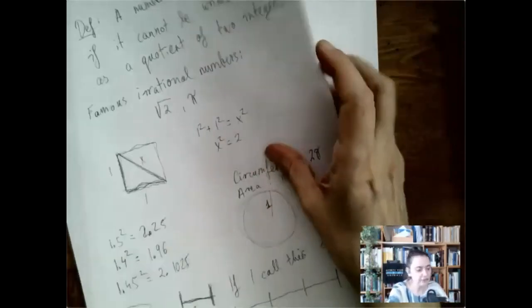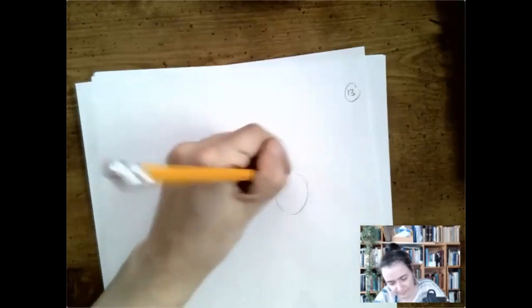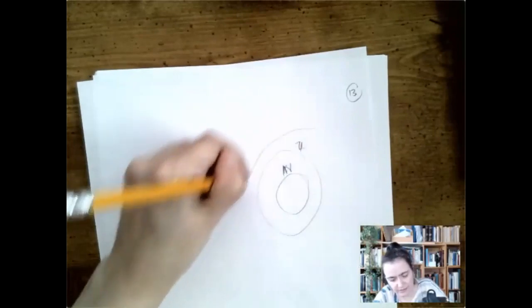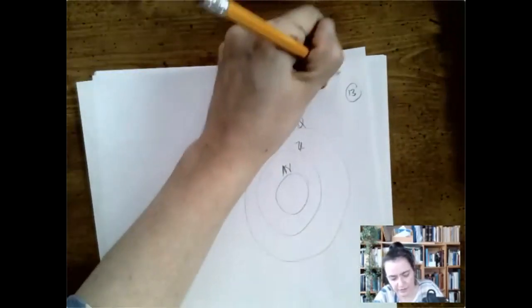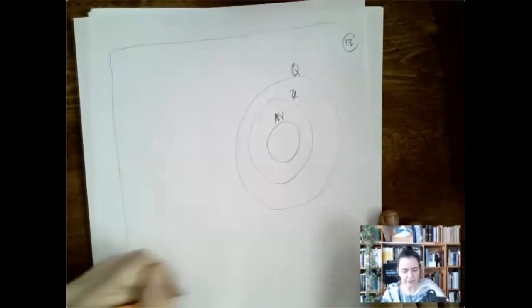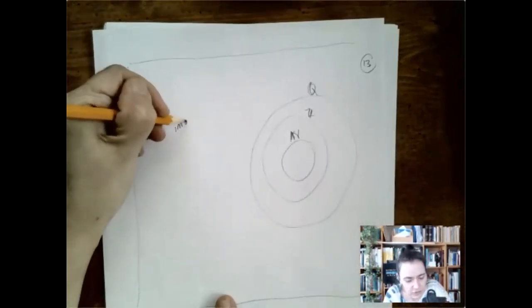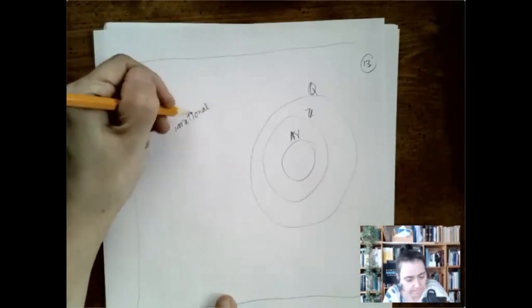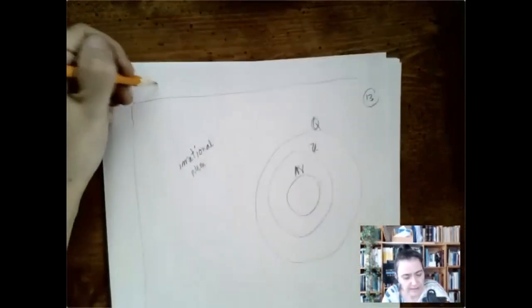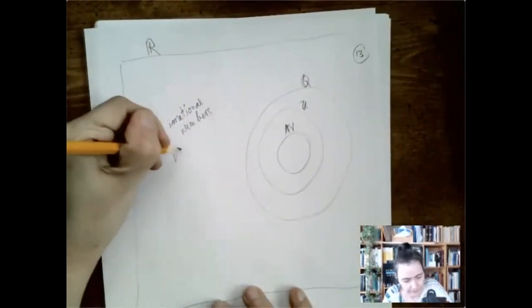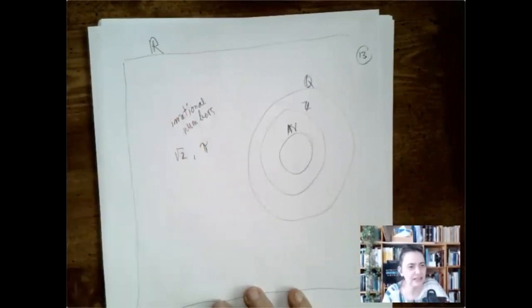And if I want to draw this picture, here are the natural numbers, here are the integers, here are the rational numbers. You see what I'm trying to say with the sizes here? This here is the irrational numbers. There is no notation for them. And this is the real numbers. There are more irrational numbers than rational ones, much, much more.